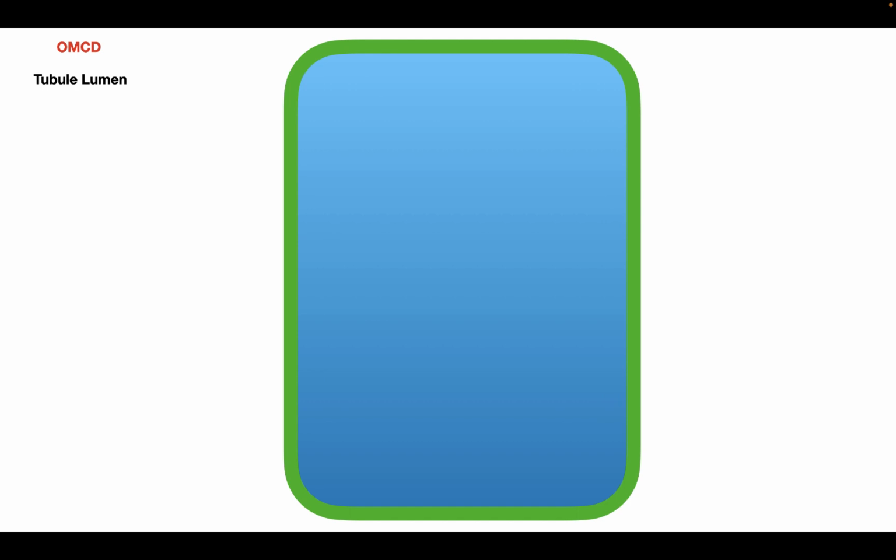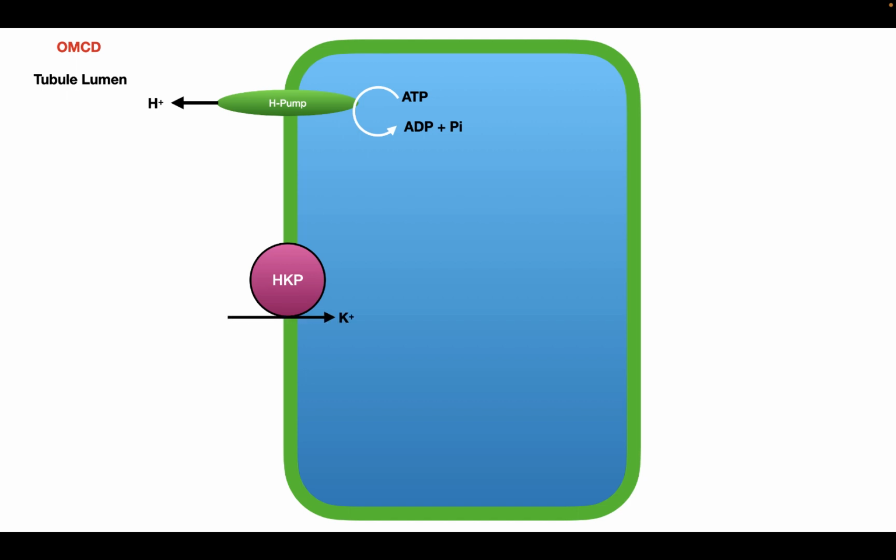So now we're going to look at the final region for today, and this is going to be the outer medullary collecting duct. So in these cells of the outer medullary collecting duct, we see the proton pump on the apical membrane. The proton pump moves protons into the tubule lumen, and it does this by using the energy released by ATP hydrolysis. In addition, we also have the potassium pump. The potassium pump basically pumps in one potassium and pumps out one proton, and it does so by using the energy released by ATP hydrolysis.